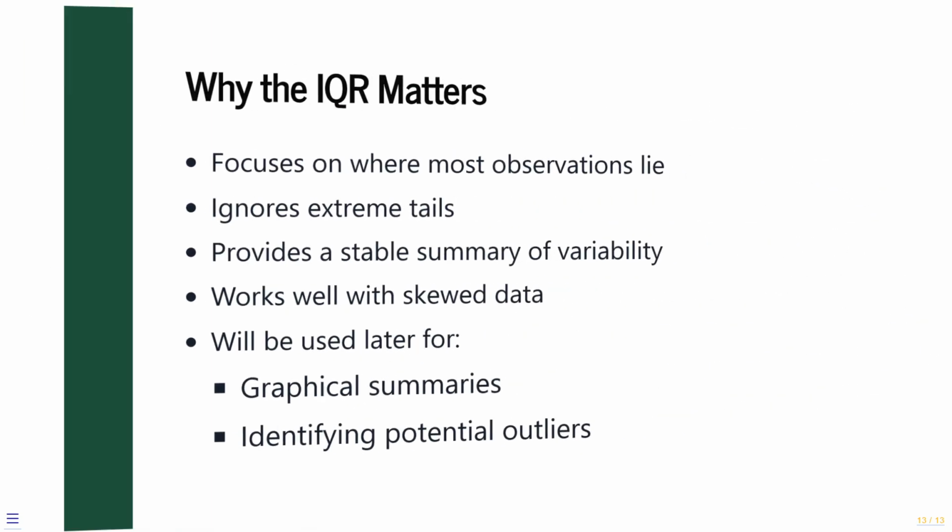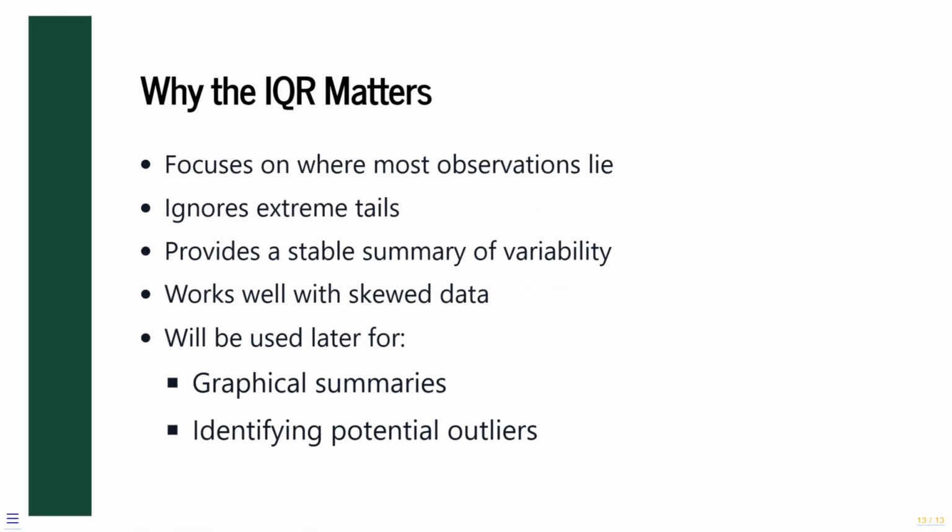In summary, the range gives a quick but crude measure of spread. The IQR provides a more reliable description of variability when outliers are present. As we move forward, the IQR will play a key role in box plots and outlier detection. Understanding variability is essential for interpreting data responsibly.